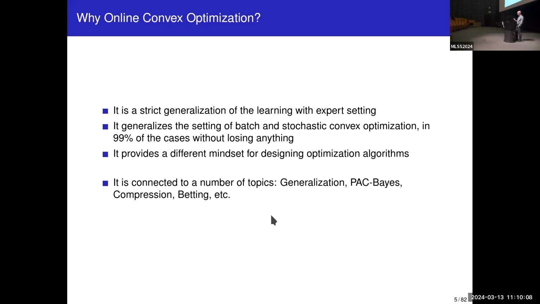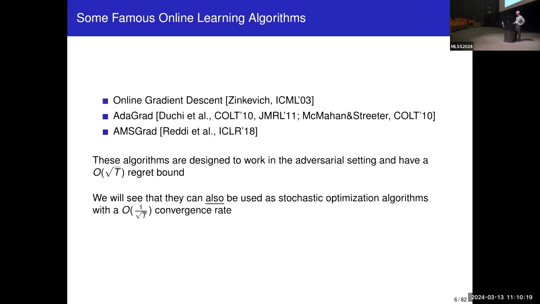However, there is this other thing that I believe is more important: online learning is connected to a number of other topics. So it's connected to generalization, PAC-Bayes, compression, betting, and I will try to show you some of these connections. Now, there are some algorithms that you might already know, and maybe you never realized that they actually come from online learning. Of course, online gradient descent comes directly from online learning, but for example, AdaGrad, which for a period was massively used in deep learning, is an online learning algorithm. If you look at the paper, there is a regret guarantee. There is nothing about stochastic optimization. There is nothing about deep learning, by the way, in the entire paper.